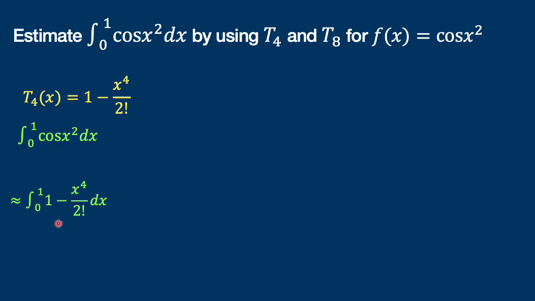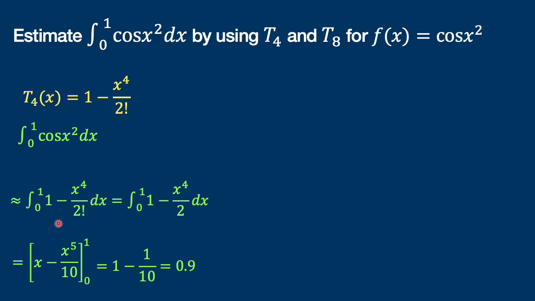2 factorial is 2. Find the antiderivative of 1 minus x to the 4th over 2. That's x minus x to the 5th over 5, which means x minus x to the 5th over 10. Plug in 1 and 0. We find 0.9. So we estimate this definite integral by using the Maclaurin polynomial.